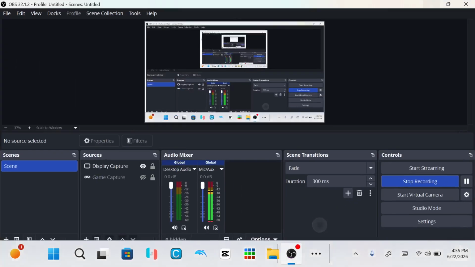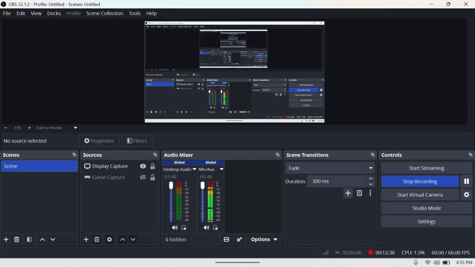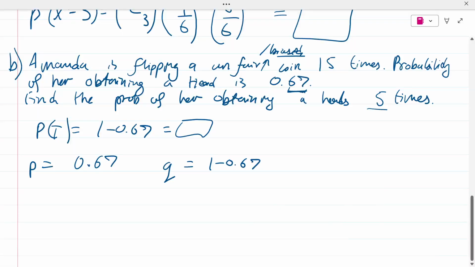Let me fetch my calculator. Yeah, I'm back. Now look, 1 minus 0.67 gives you 0.33. So it's just going to be 0.33.